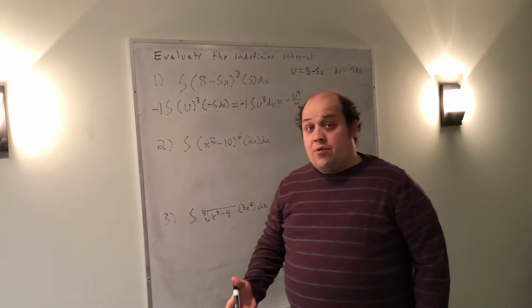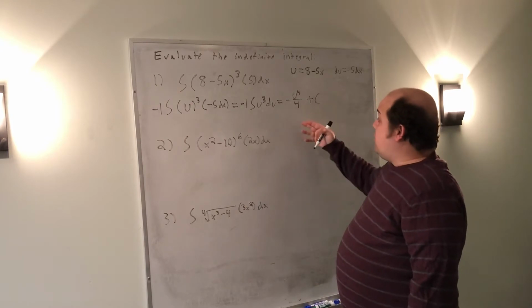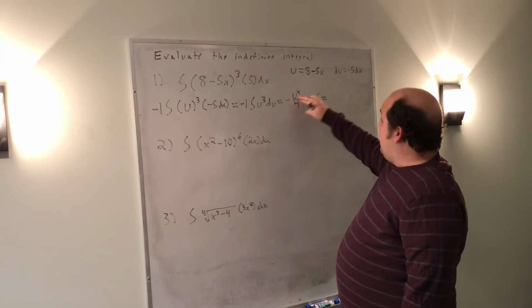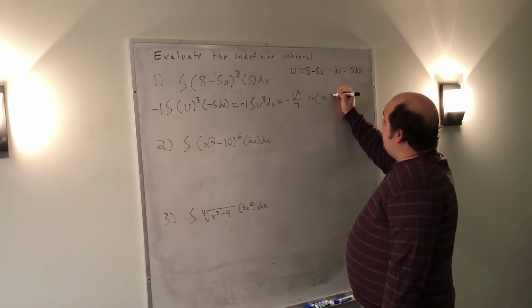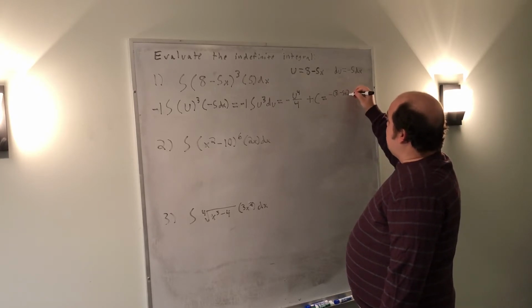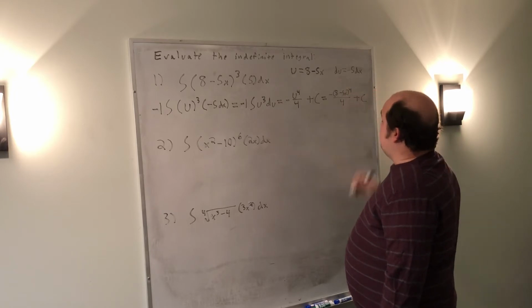I could stop right there if I hadn't substituted, but because I really want things in terms of x, my last step is replacing everywhere where I see a u and putting what u equals back into the equation. So this becomes negative (8 minus 5x) to the fourth power over 4, plus c.